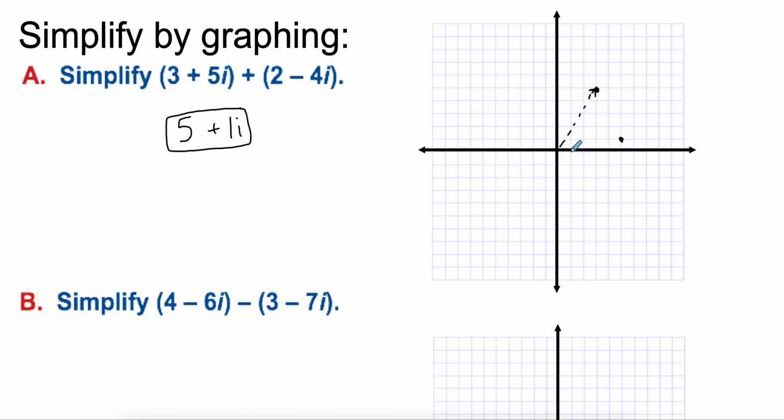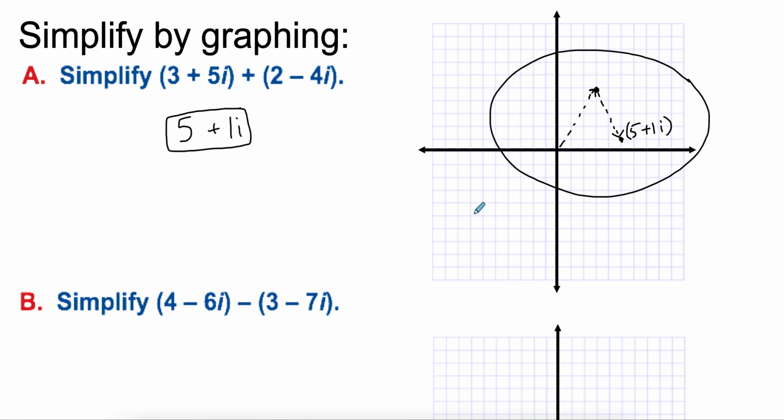And if you look at this, we go 1, 2, 3, 4, 5 right, 1 up. That is 5 plus 1i, which is exactly what we got when we did it the normal way. Okay? If I'm showing graphically that's the answer, this is what we have to have. Okay, we show our first vector, second vector, done. All right, so that's the solution.